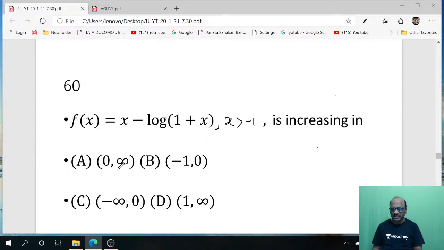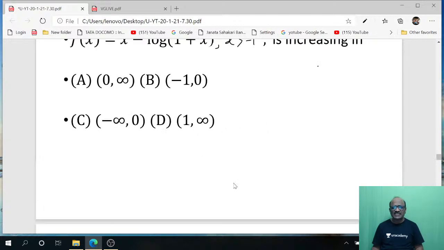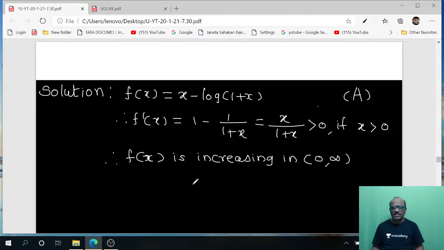First is 0 to infinity, b is minus 1 to 0, c is minus infinity to 0, and d is 1 to infinity. We want to find out the condition for the increasing. See this function. F of x is equal to x minus log of 1 plus x. Now find out its derivative.